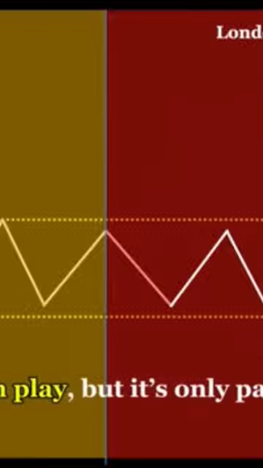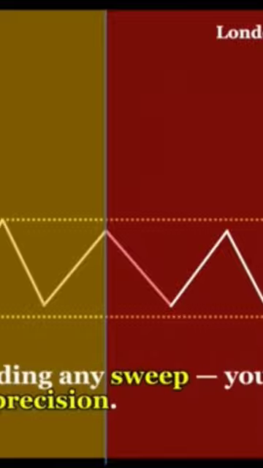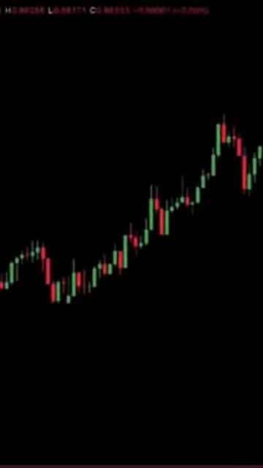This is the execution play, but it's only part of the plan. Next, I'll show you how to do a quick top-down analysis to filter these setups, so you're not just trading any sweep, you're trading with directional bias and precision. Now, let me show you a real chart example using the Australian dollar against the Canadian dollar 15-minute chart.